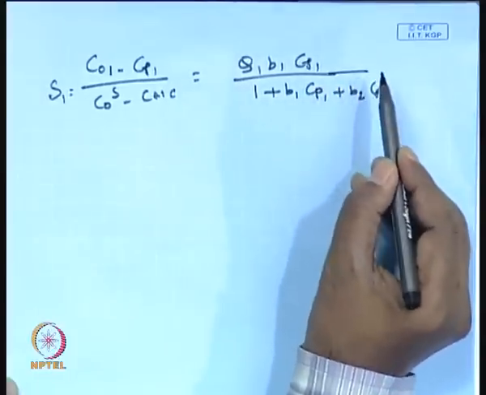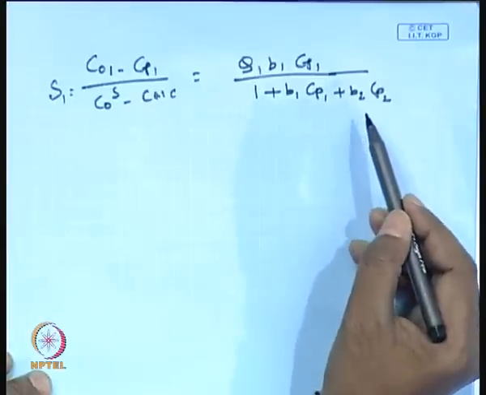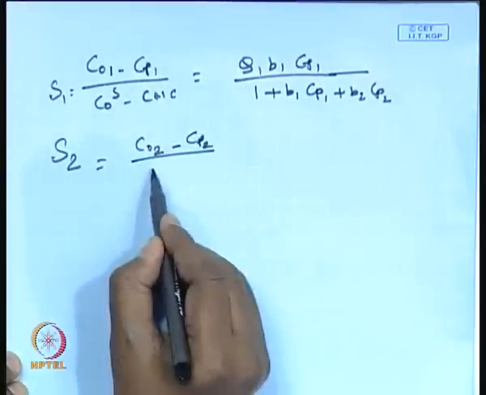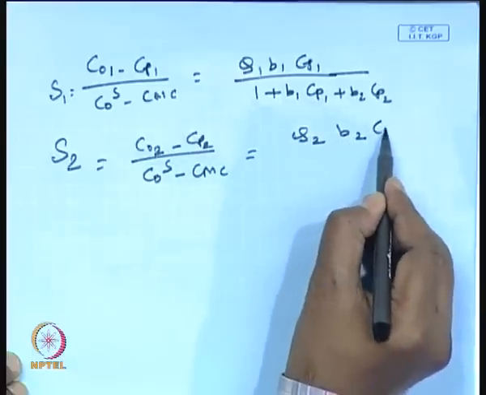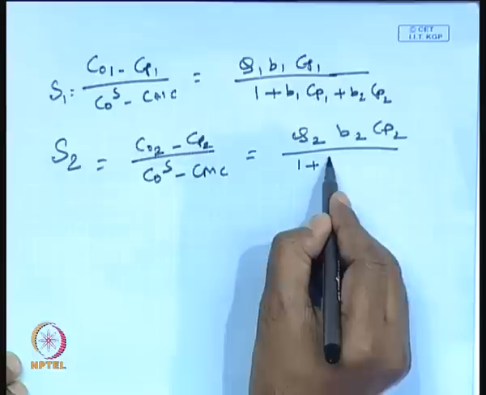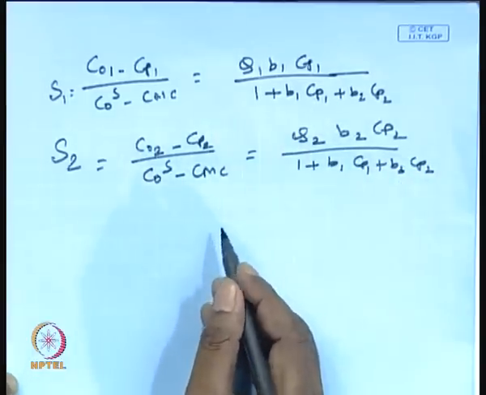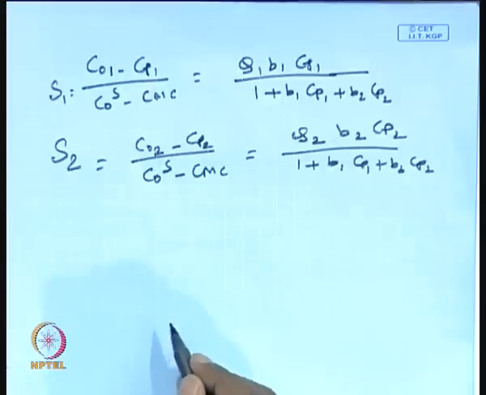The extra term in the denominator gives you an idea of the interaction between the components. B2 is called the interaction parameter. It gives an idea how the interference of the second component will affect the solubilization of the first component within the micelle. Okay. Similarly for S2: (C02 minus Cp2) divided by (C0s minus Cmc) is equal to Q2 B2 Cp2 divided by 1 plus B1 Cp1 plus B2 Cp2. Okay. So, this will roughly give you the amount of solubilization that we are talking about in such systems.